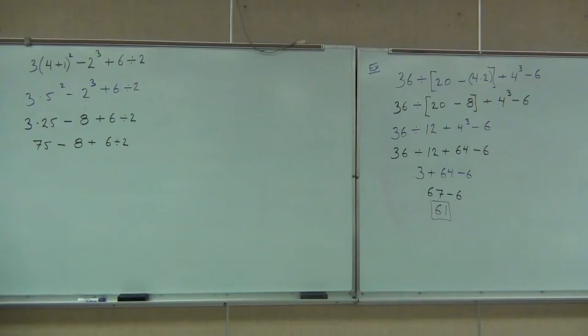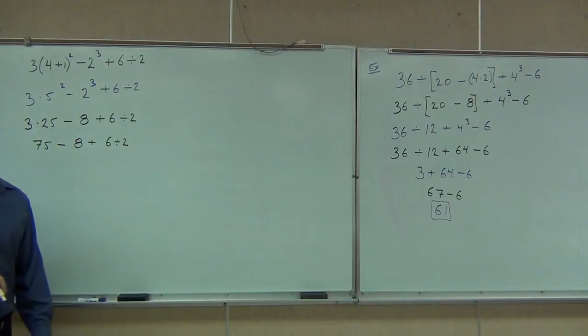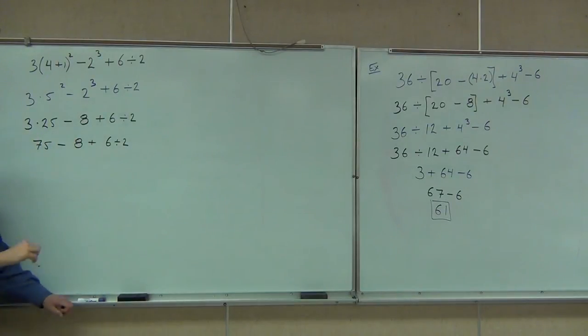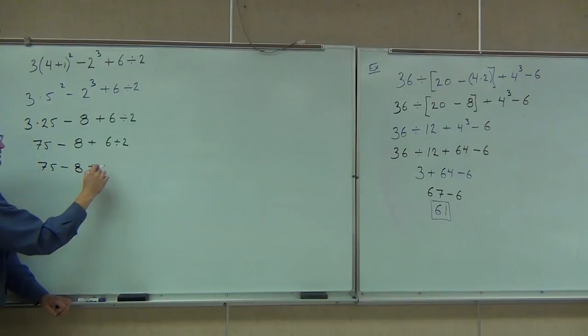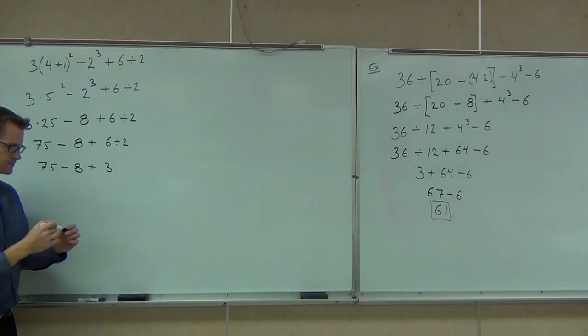75 minus 8 plus 6 divided by 2. The next step is going to be? Definitely divide. We still have that multiplication and division going on. 3. We leave everything alone. So 75 minus 8 plus, what was it? 3.